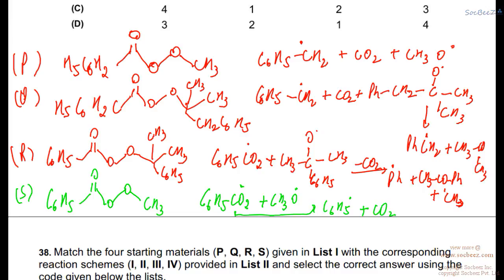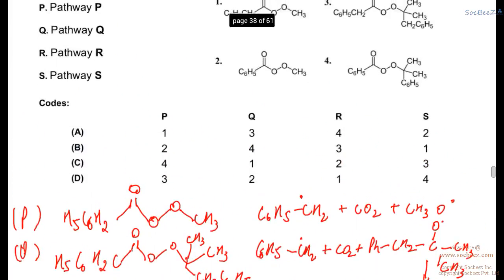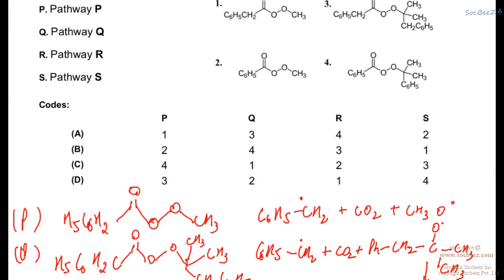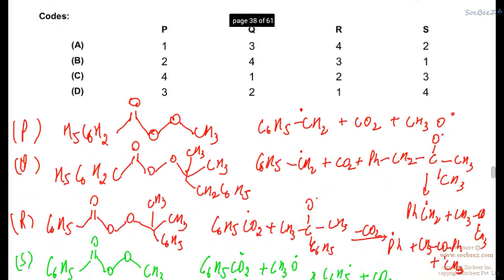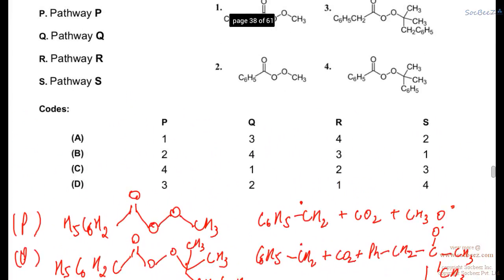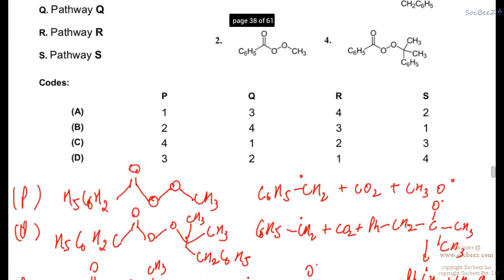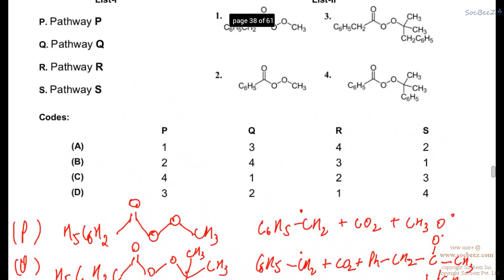So now let's move on. Here in this case, the correct option is this: P corresponds to 1, Q corresponds to 3, R corresponds to 4, and S corresponds to 2. So the correct option here is option A.